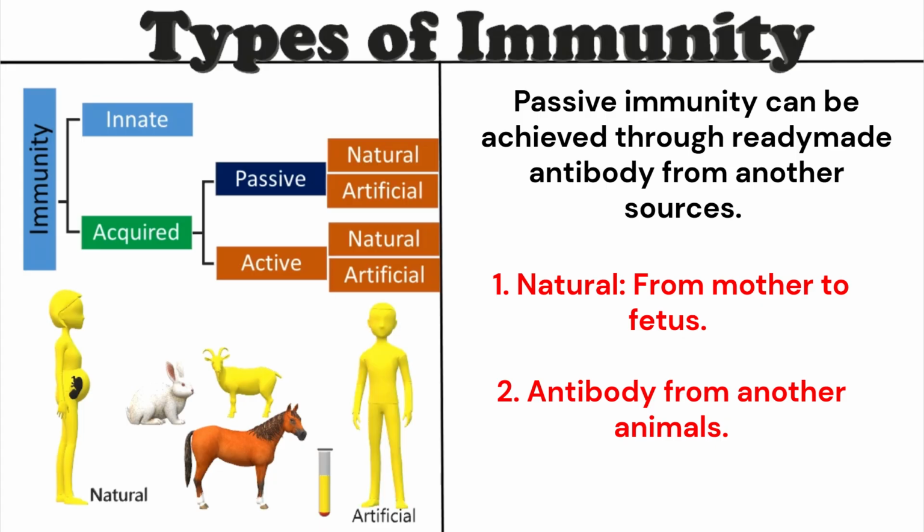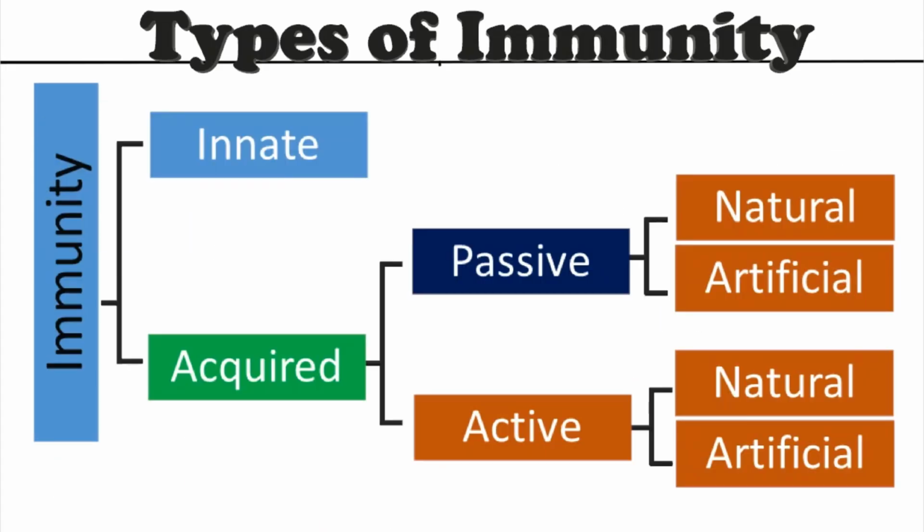In both cases, you don't have to make the antibodies yourself. Someone else makes them for you. That's why it is called passive immunity. But passive immunity gives protection for a short time only. Once the antibodies are used up, you become susceptible to that disease again.